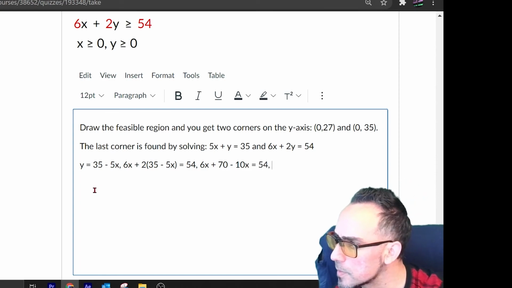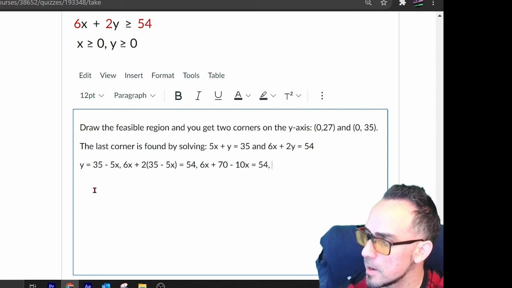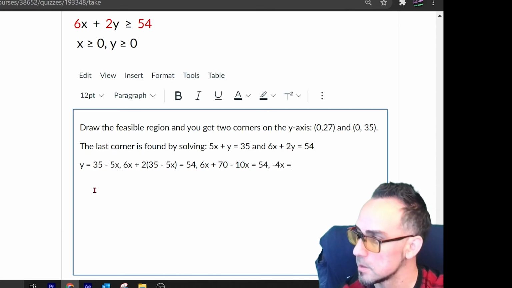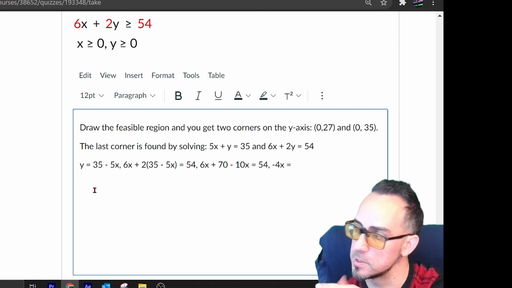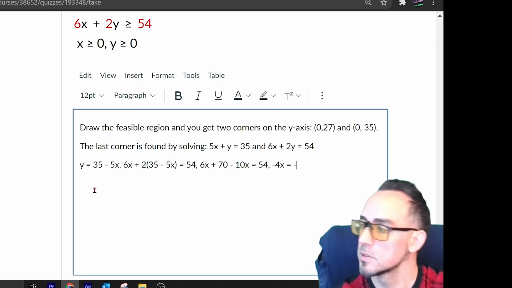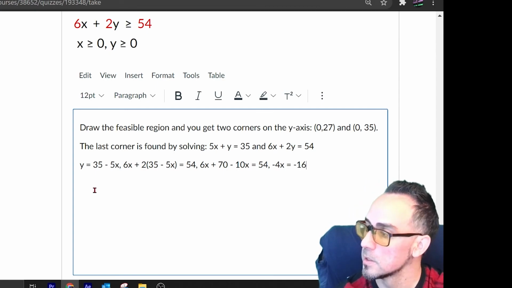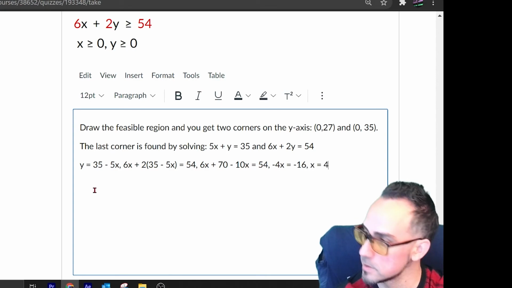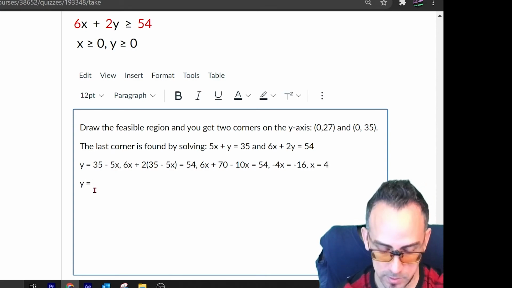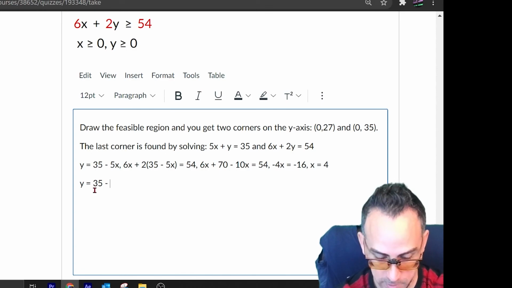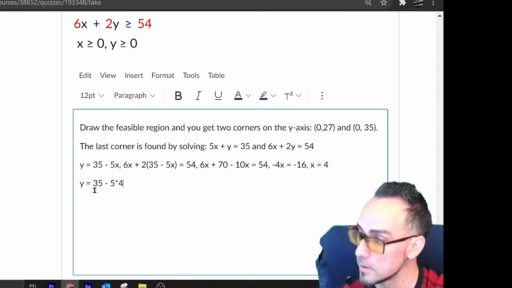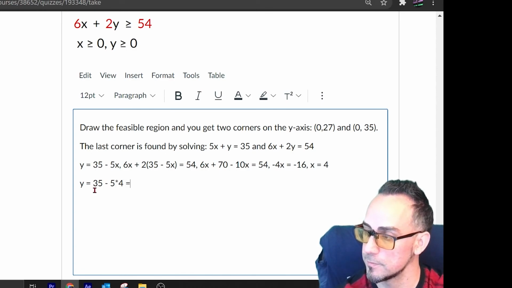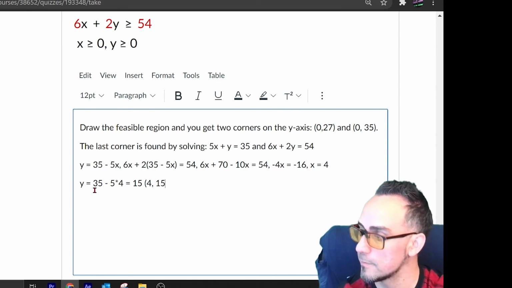Okay, negative 4x equals, because 6x minus 10x is negative 4x, and then 54 and 70, what's the difference? 16. So negative 16. Ooh, that's good. We get x equals 4. Nice number. So then that means y equals 35 minus 20, because 5 times 4 is 20, so that's equal to 15. So we get our last corner of (4, 15).